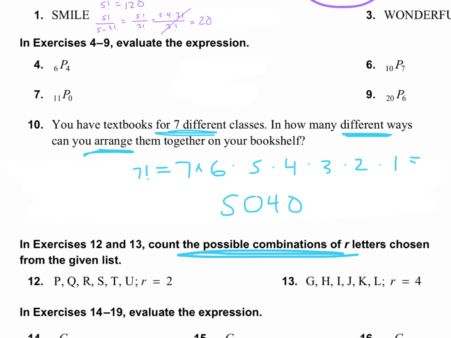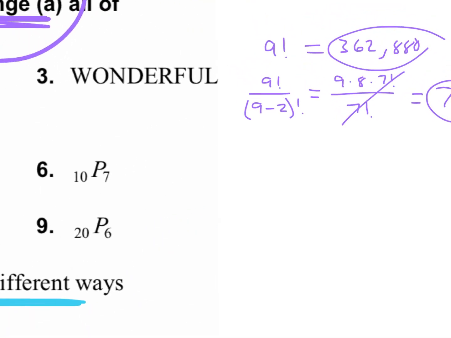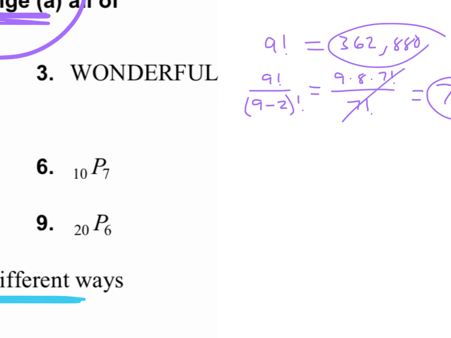I know I skipped 4 through 9, but these are just the formula. One mistake that I made when doing the answer key is in number 6. 10 is our n, so we have n factorial over 10 minus 7 factorial. In the answer key, I had 10 minus 3. I just kind of got ahead of myself there.